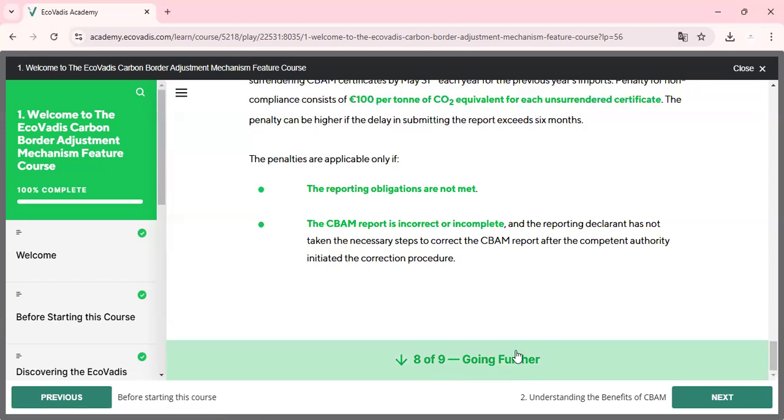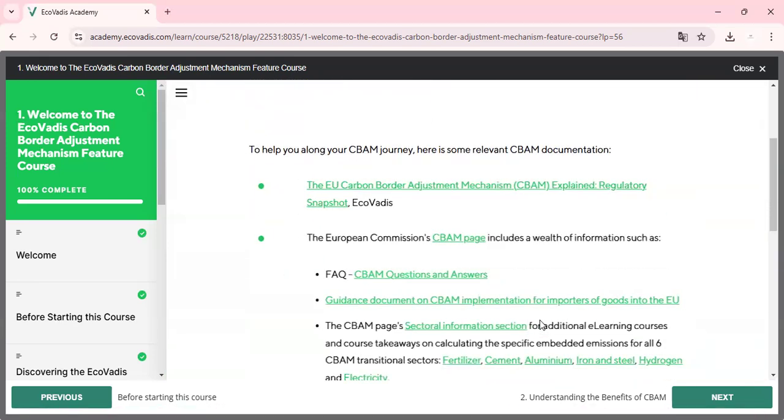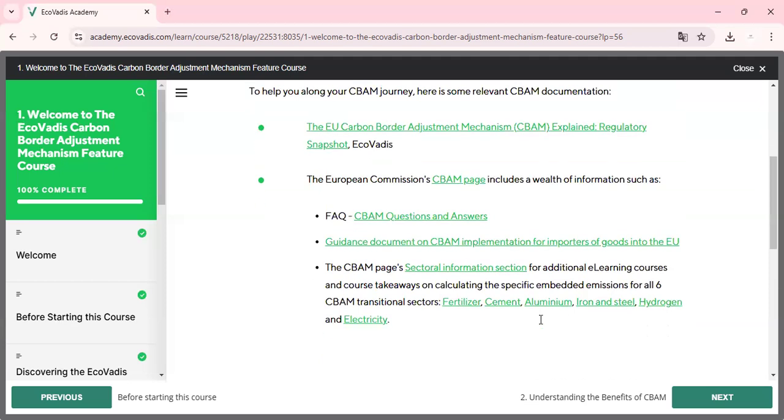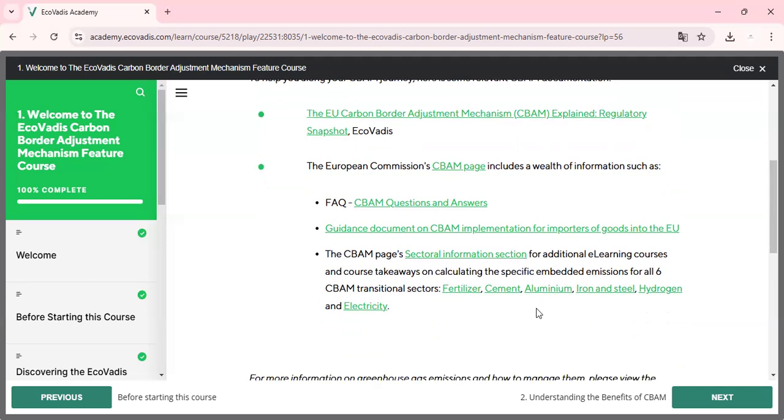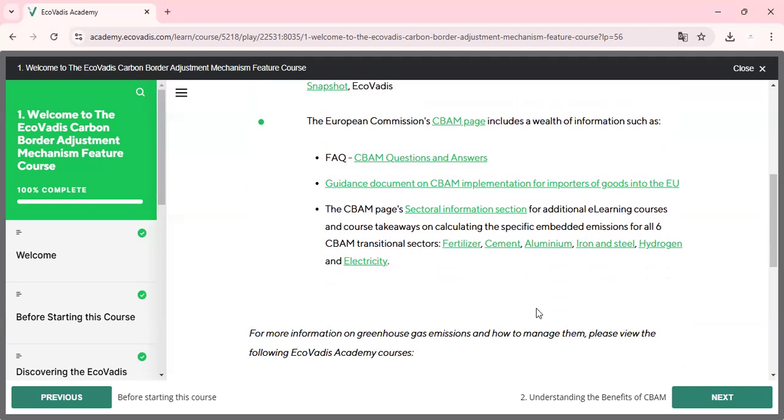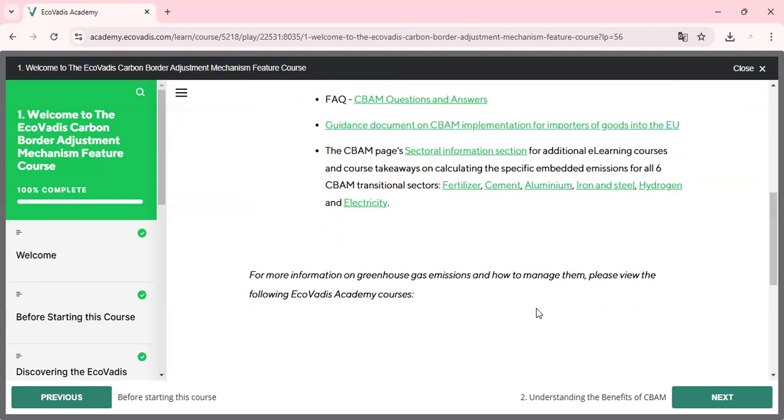Going further, to help you along your CBAM journey, here is some relevant CBAM documentation. The EU Carbon Border Adjustment Mechanism, CBAM, explained, regulatory snapshot, opens in a new tab, EcoVadis. The European Commission's CBAM page opens in a new tab, includes a wealth of information such as FAQ, CBAM questions and answers opens in a new tab. Guidance document on CBAM implementation for importers of goods into the EU opens in a new tab. The CBAM page's sectoral information section opens in a new tab for additional e-learning courses and course takeaways on calculating the specific embedded emissions for all 6 CBAM transitional sectors.